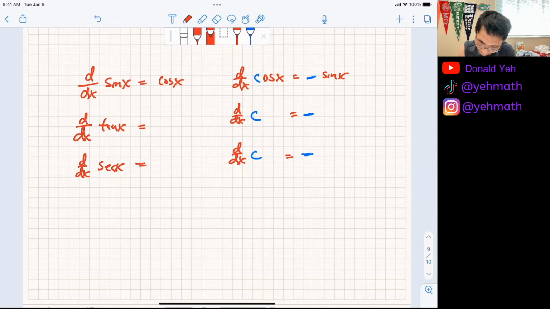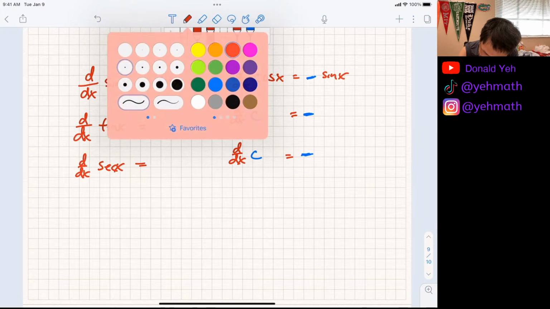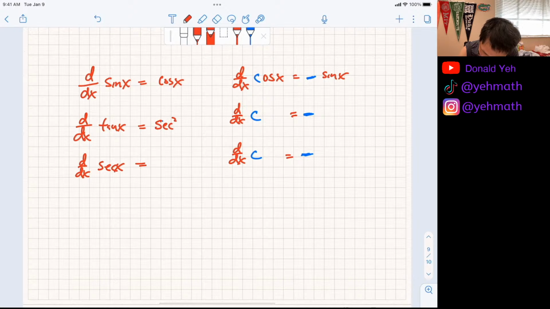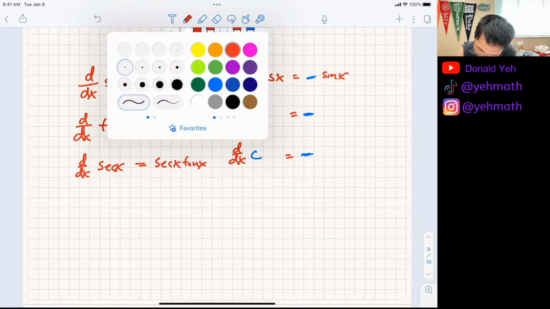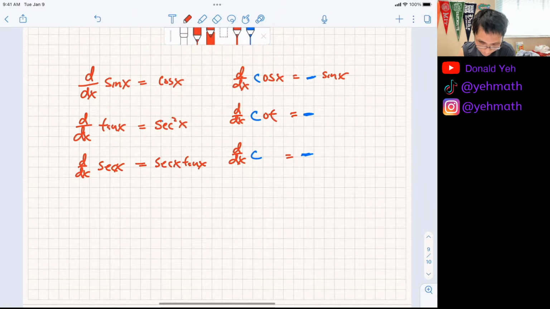Now I'm going to tell you, derivative of tangent of x is equal to secant squared of x, and derivative of secant of x is equal to secant of x tan of x. Now, can you tell me, according to the same pattern, what's the derivative of cotangent of x? And what's the derivative of cosecant of x, according to the same pattern?